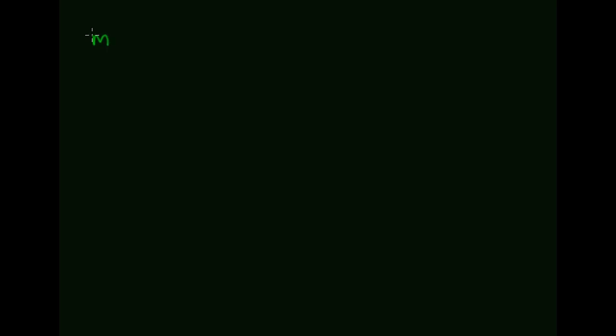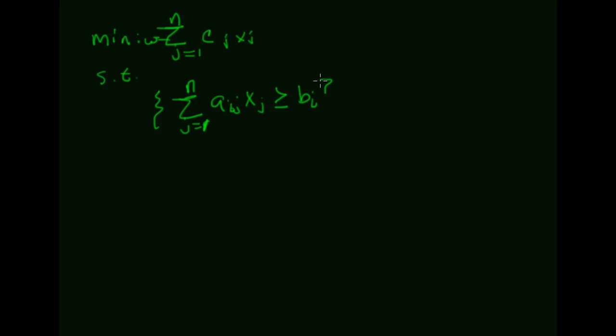If I'm doing a minimization problem, I'm minimizing some objective function. We'll call it W, the sum from j equals 1 to n of c_j x_j, subject to some constraints. What makes these constraints slightly different is that it's still a system of inequalities, but now they're all in the greater than situation. So now we're actually constraining upward instead of downward because it's a minimization problem.